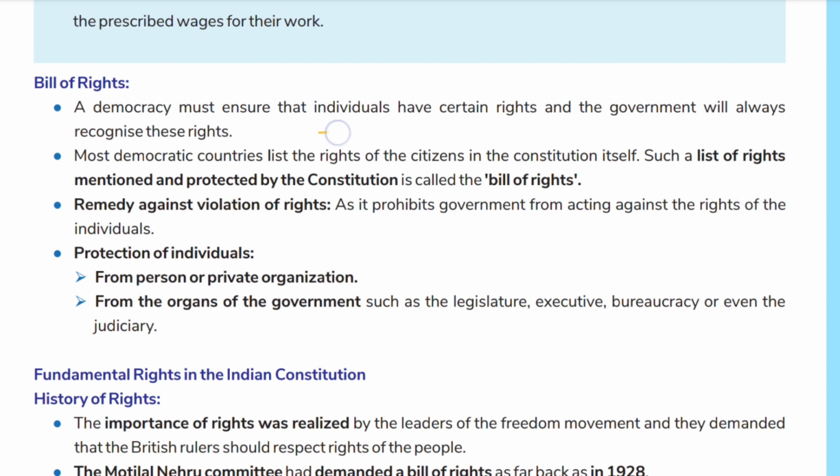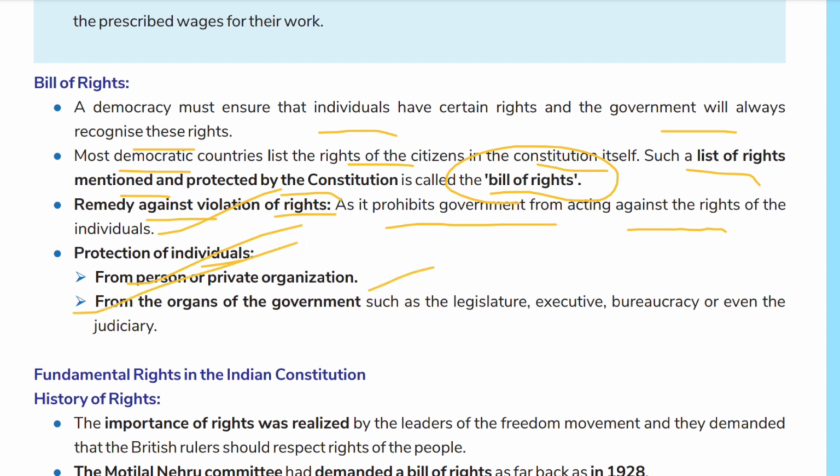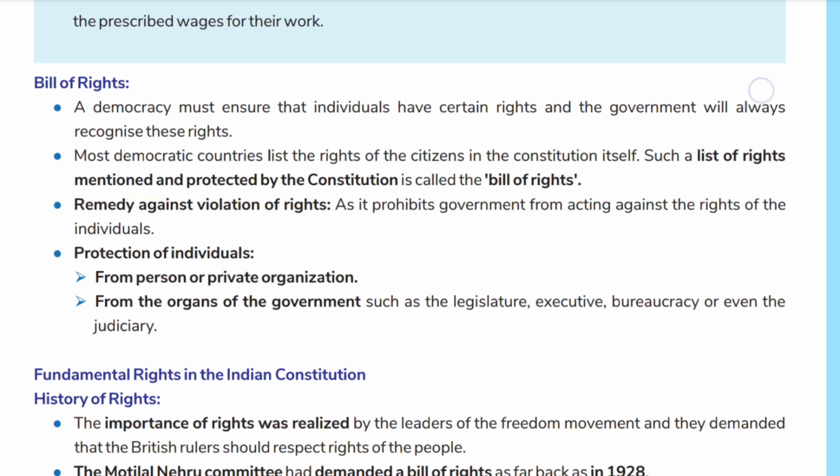So, what is the Bill of Rights? A democracy must ensure that individuals have certain rights and the government will always recognize these rights. Most democratic countries list the rights of the citizens in the constitution itself. Such a list of rights mentioned and protected by the constitution is called the Bill of Rights. The remedy against violation of rights is that it prohibits the government from acting against the rights of individuals. It protects individuals from private persons or organizations and from the organs of the government such as the legislature, executive, bureaucracy or even the judiciary.